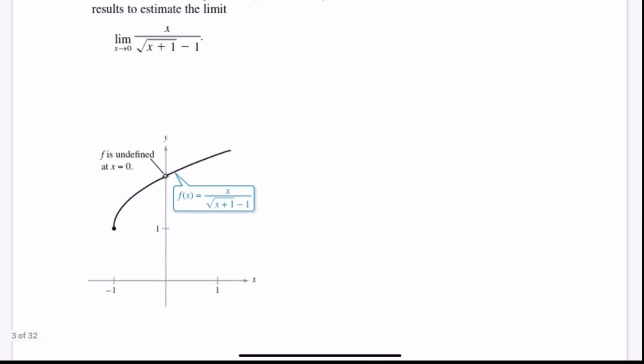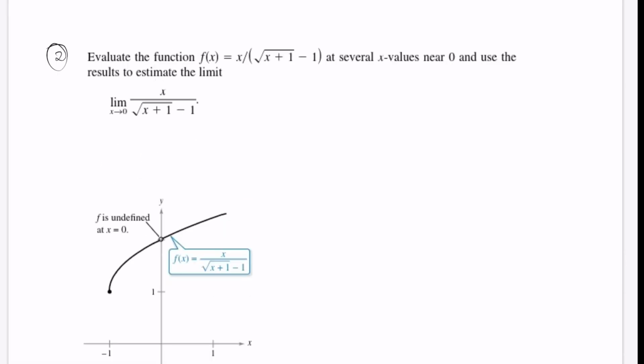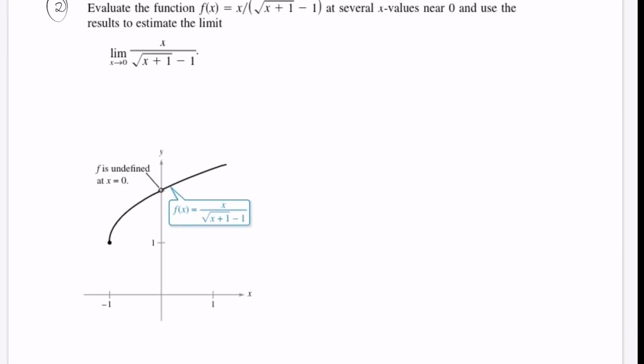So let's look at example 2. With example 2, again, we have a function that we want to evaluate the limit of. And we are going to do this using, first of all, the graphical approach this time around, and second of all, the numerical approach, to see whether we'll get the same set of answers.